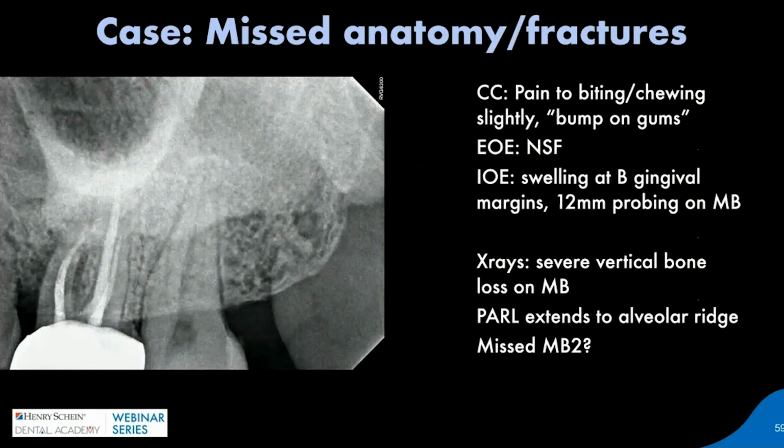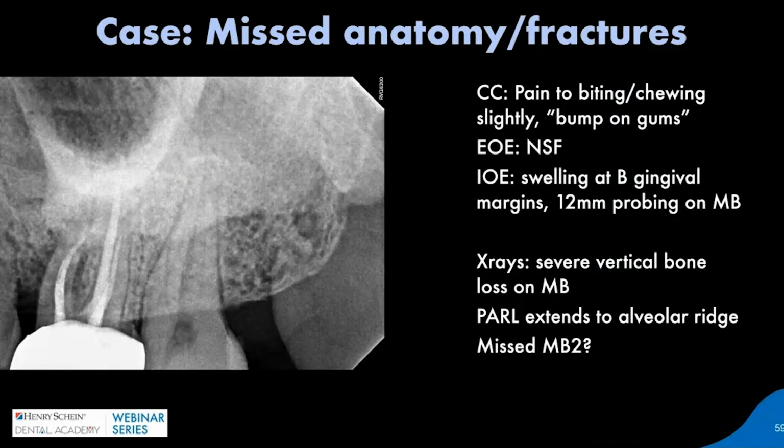It even looks like they definitely treated the mesiobuccal, but it's not really clear whether or not the MB2 had been treated. And this patient had some swelling around the tooth, so we definitely want to match all the clinical findings along with the radiographic findings. And we do see that there's vertical bone loss around that mesiobuccal root. And it appears to extend to the alveolar ridge with vertical bone loss and possibly some furcation involvement as well.